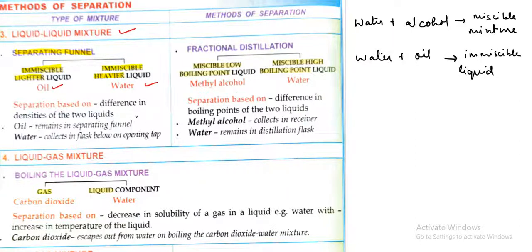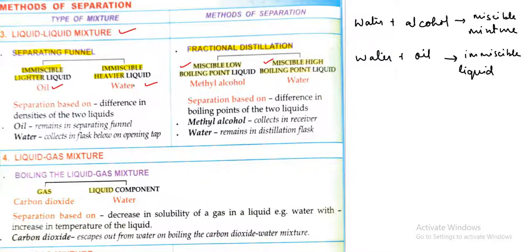Next we will see fractional distillation. In fractional distillation, what kind of mixtures are separated? Here you separate two miscible liquids, meaning they are mixed together. Now we cannot use a separating funnel. Why? Because in a separating funnel, the liquids do not mix with each other, so they settle down. The heavier one goes down, the lighter one goes to the top.